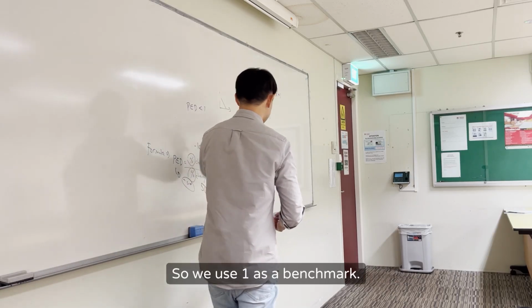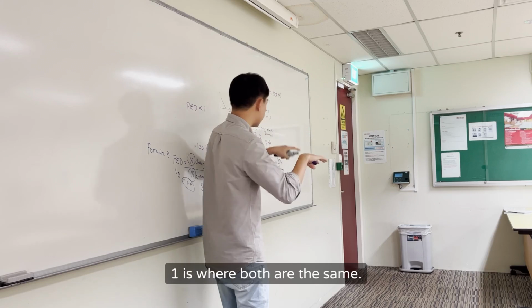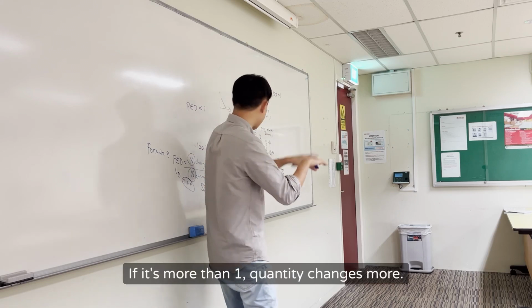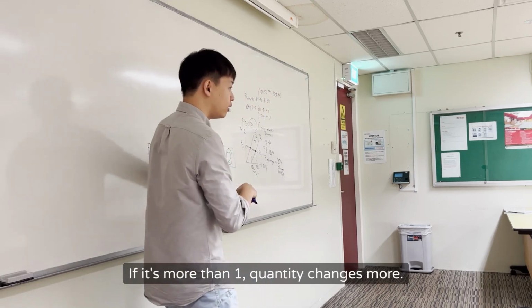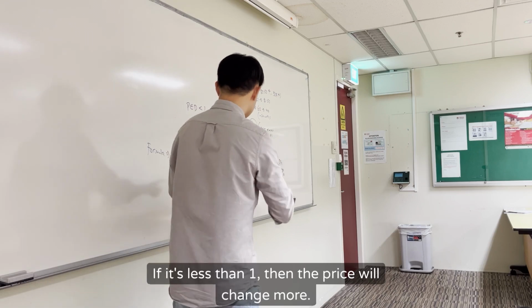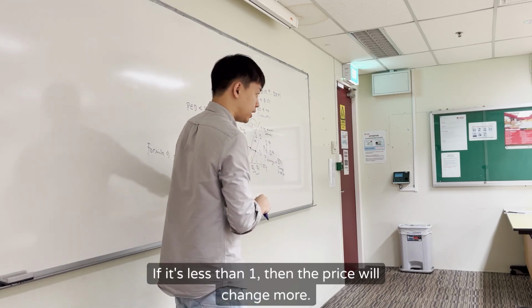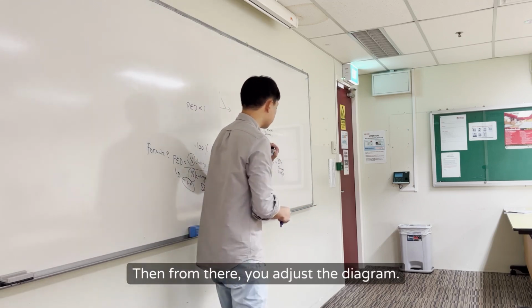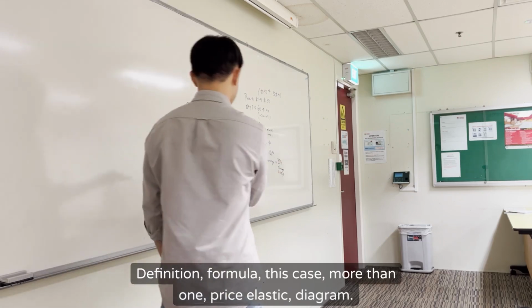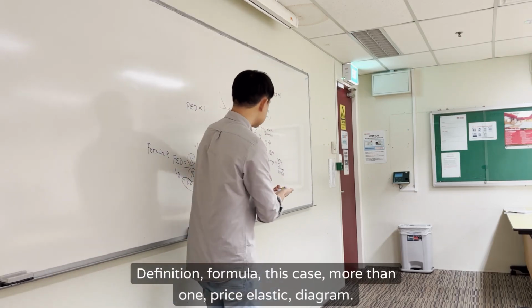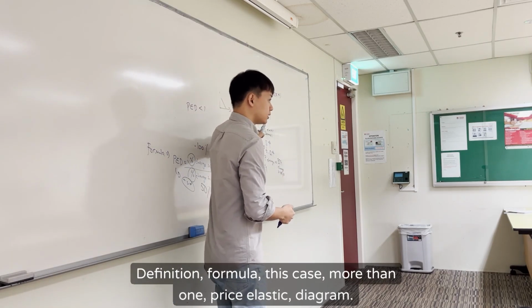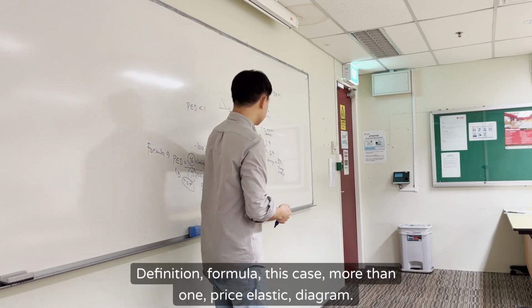Okay, so we use 1 as a benchmark. 1 is where both are the same. Then if it's more than 1, quantity changes more. If it's less than 1, then the price will change more. All right, then from there, you adjust the diagram. Okay, definition, formula, this case, more than 1, price elastic, diagram.